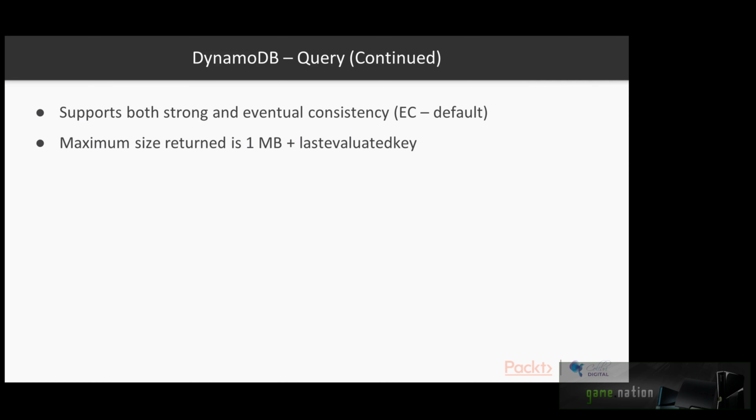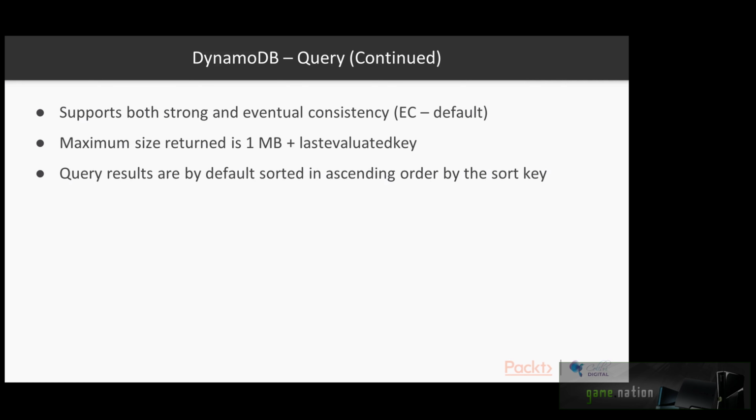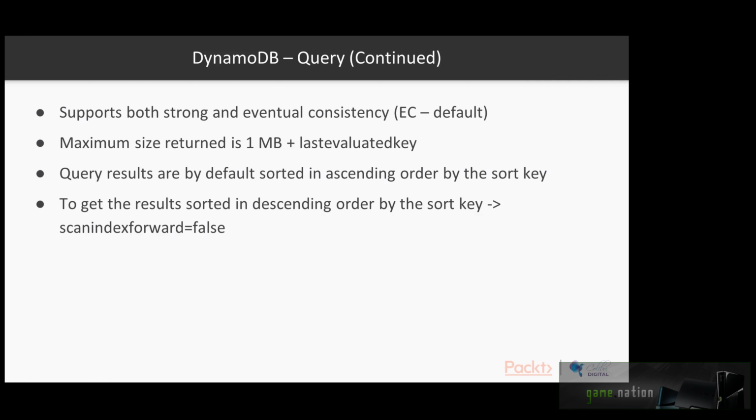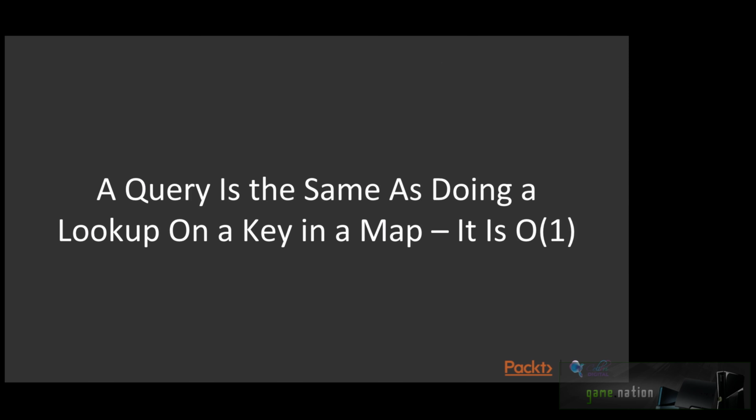The maximum size that can be returned in a single query is 1 megabyte. Query results are by default sorted in ascending order by sort key. To get results in descending order by sort key, you use the ScanIndexForward equals false flag. Now remember that a query is the same as doing a lookup on a key in a map. It's O(1), it's constant time complexity.